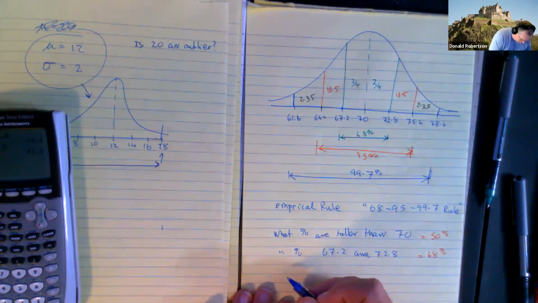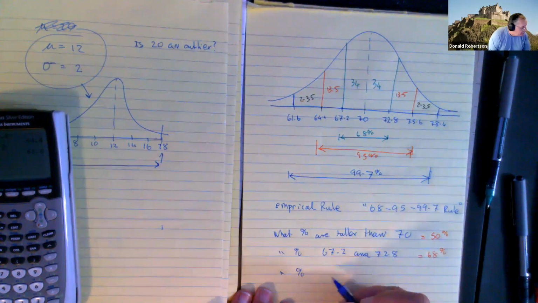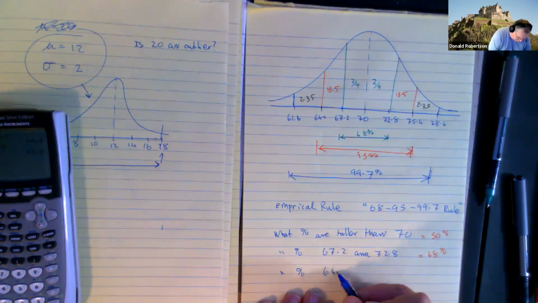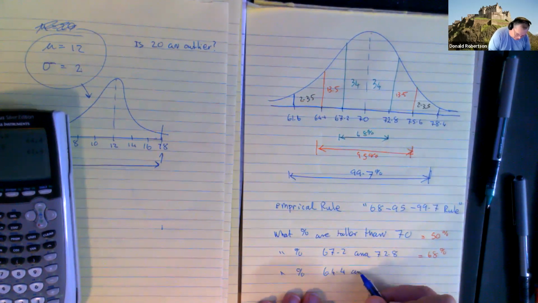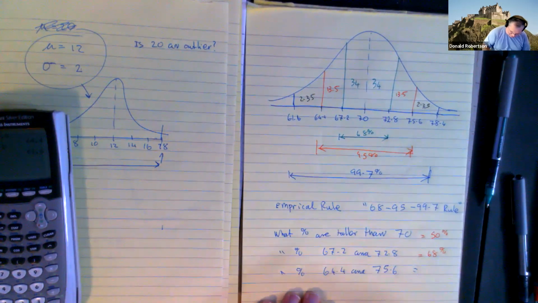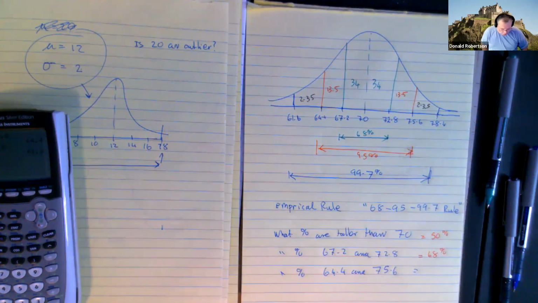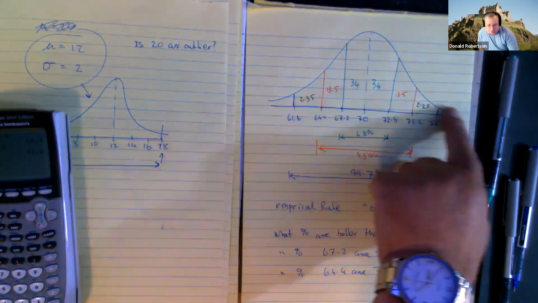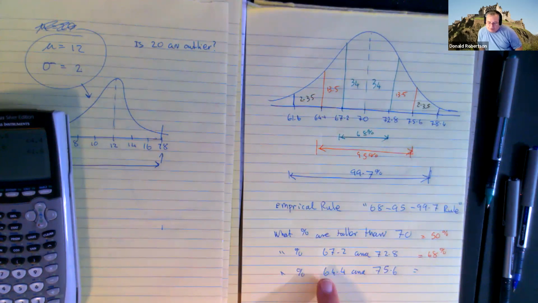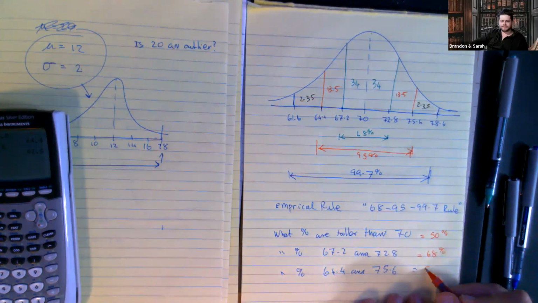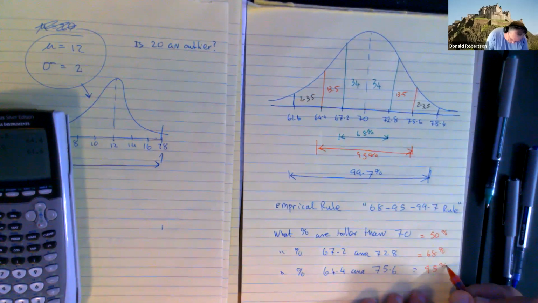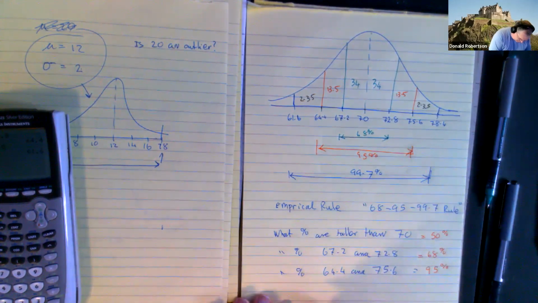Then they finish with, what percentage of people are between 64.4 and 75.6? Okay, what percentage of people using this diagram are between 64.4 and 75.6? 95%. 95%. Now, I wish they had done this question, so I'm going to pretend they did.